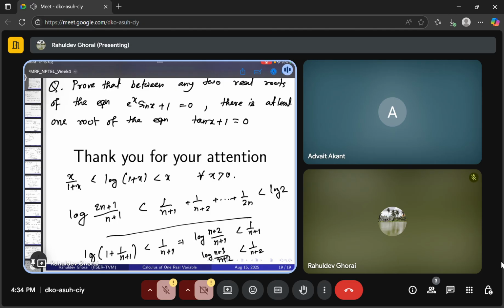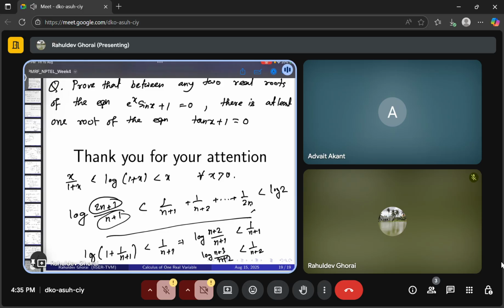If you add these two, what will happen? You will get log a plus log b implies log of ab. When you multiply them, you will see n plus 2 will get cancelled, right? So similarly, if you add 1 by n plus 1, 1 by n plus 2, 1 by n plus 3, like that, all the way up to 2n, you will see this 2n plus 1 over n plus 1 will remain. That's okay, right? So the first part is easy.